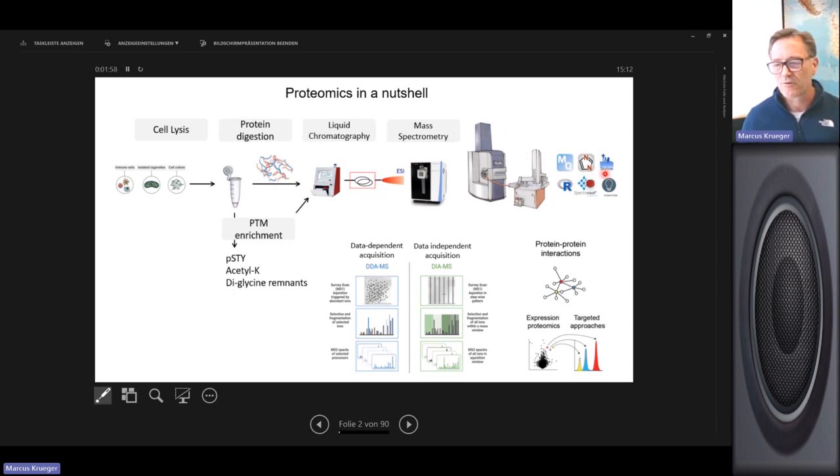And then later on, we have some software tools like MaxQuant, and I'm sure that Jürgen will introduce a bit more into this topic and this software tool. DIA-NN and Spectronaut are other programs which allow you to analyze your data.